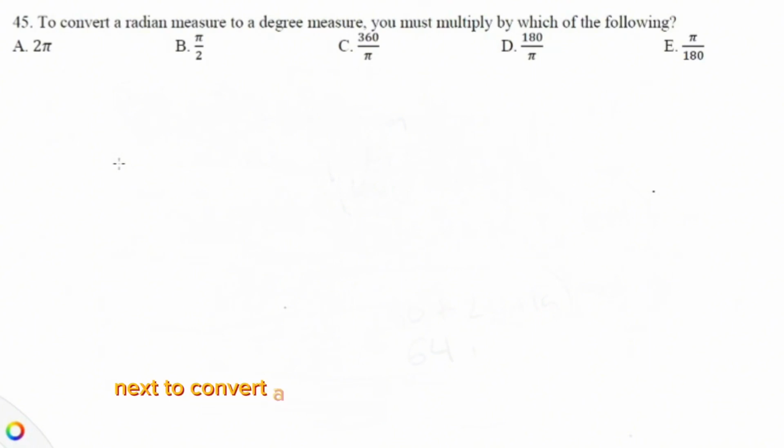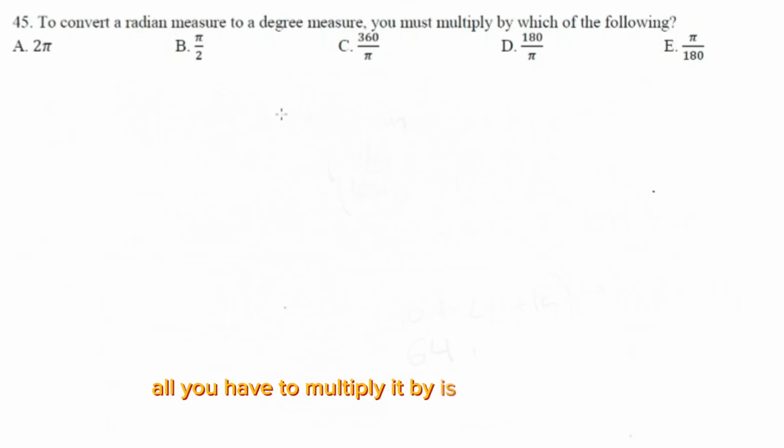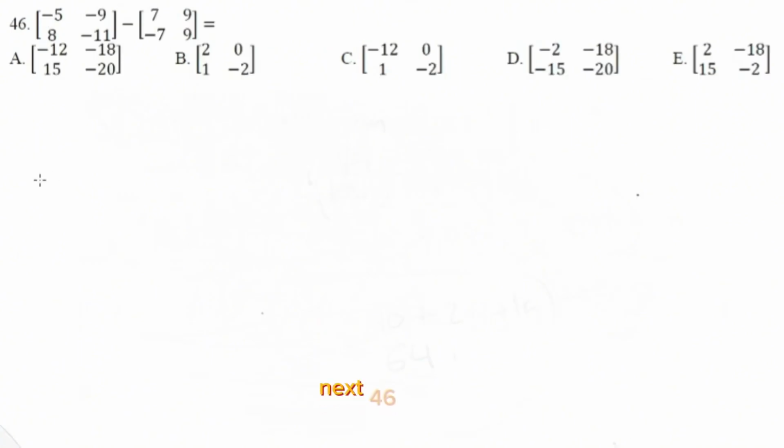Next, to convert a radian measure to a degree measure, you must multiply by which of the following? Alright, this is just testing your knowledge. So to convert radians to degrees, all you have to multiply it by is 180 divided by pi. And that's your answer.